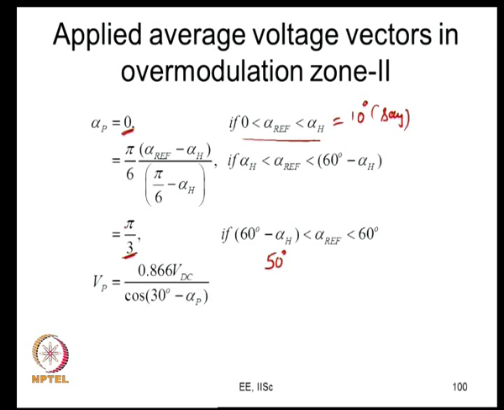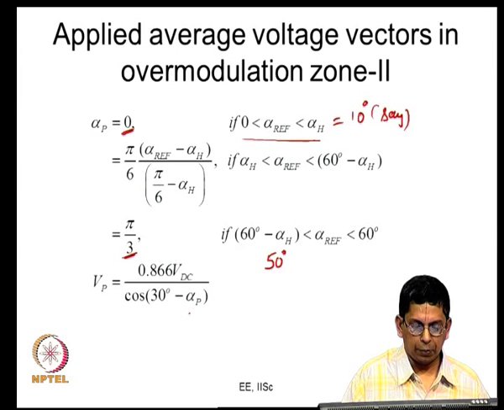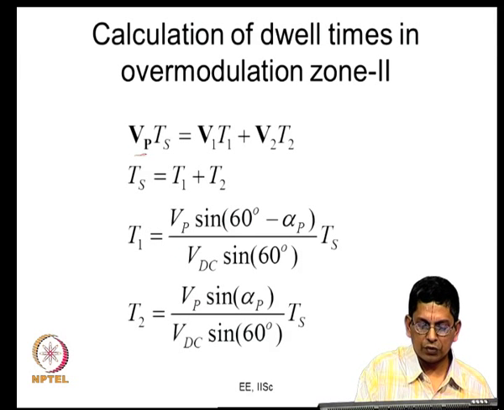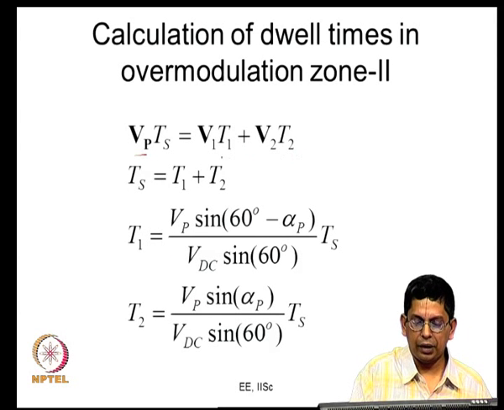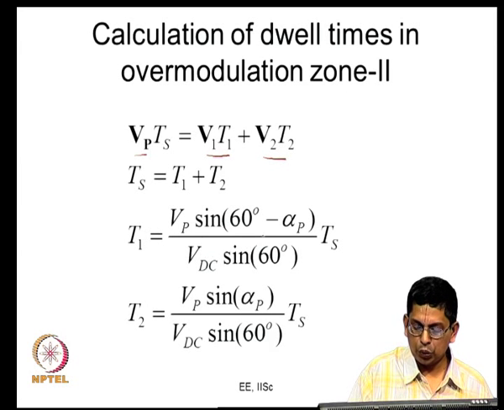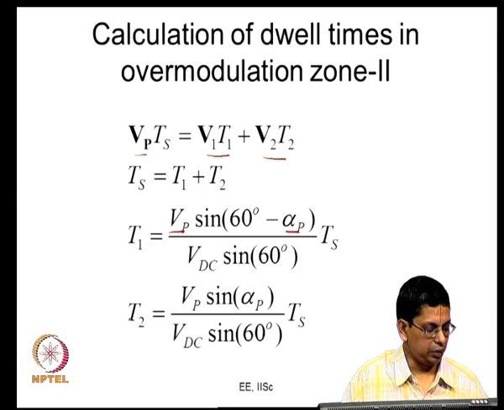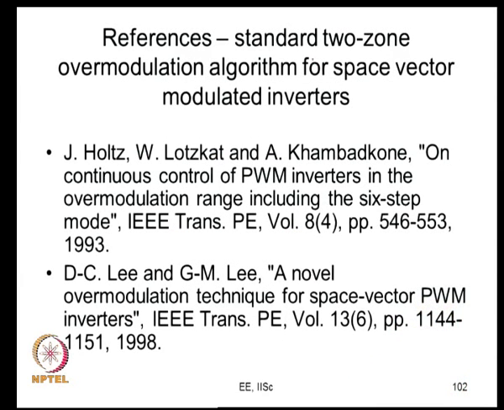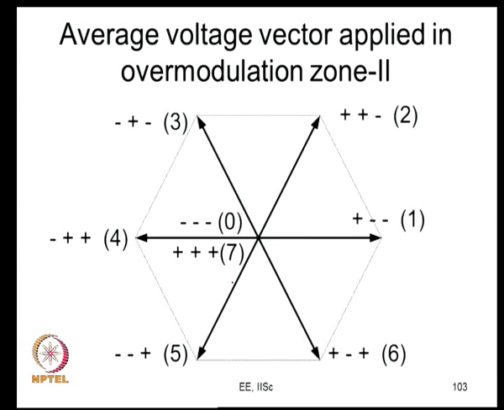Depending on this, this is what is called the standard 2 zone algorithm. This is what is most widely used in space vector based PWM methods, and it is very popular. Here, once again, you make use of this Vp to calculate. Now, the null vector is not applied, therefore you are using only V1 and V2, and so you are using your alpha p and Vp to calculate your T1 and T2. You can find this standard 2 zone algorithm for space vector inverters in this paper by Holtz, Lotzkat and Khambadkone, and again this other paper written by D. C. Lee and G. M. Lee.